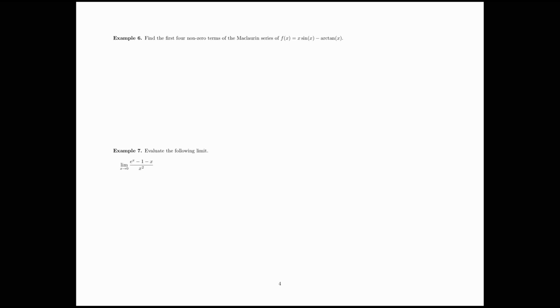All right, we will finish off here with example 6 and 7. Find the first four non-zero terms of the Maclaurin series of x sine of x minus the arctangent of x. So in this kind of example, we're going to go ahead and use a table that shows what the Maclaurin series of sine of x and arctangent of x is.